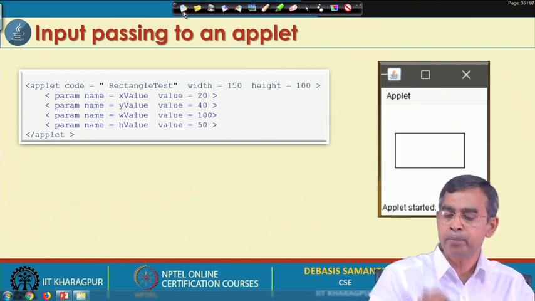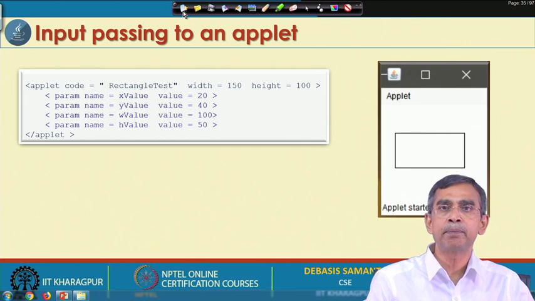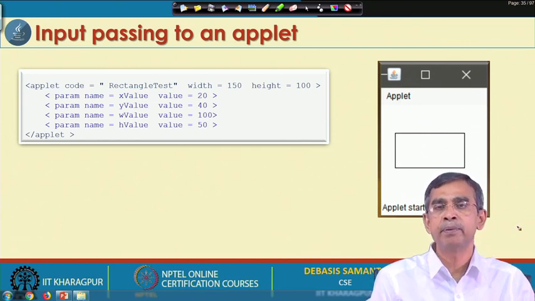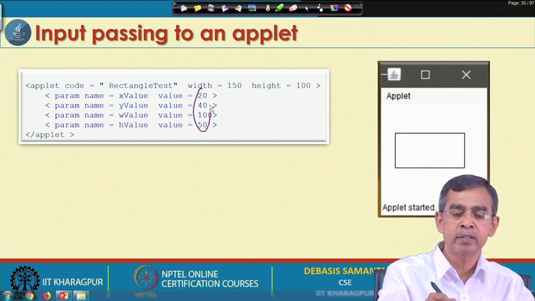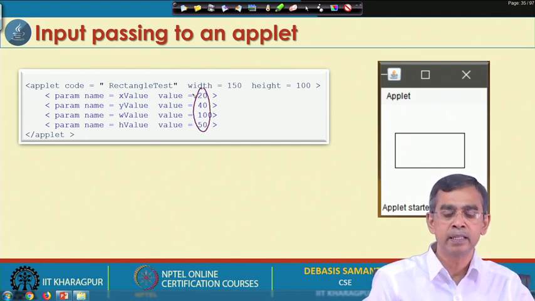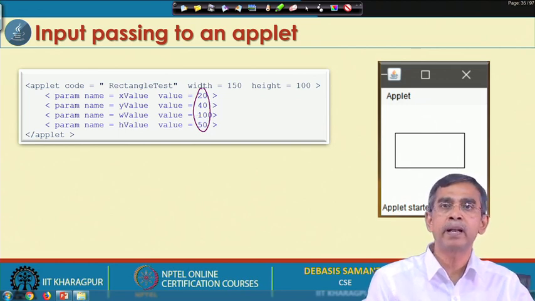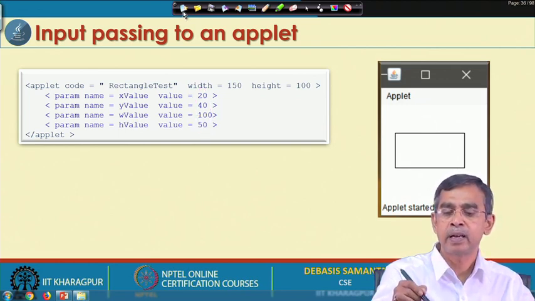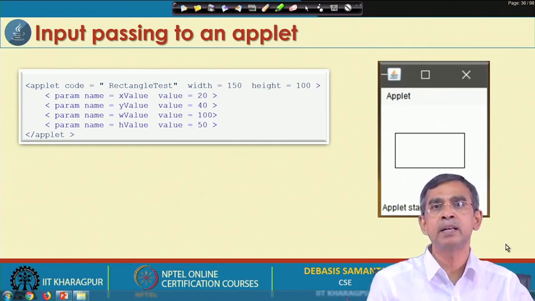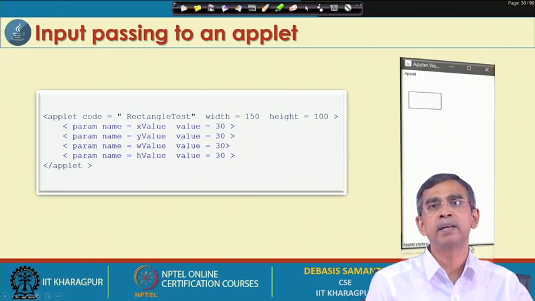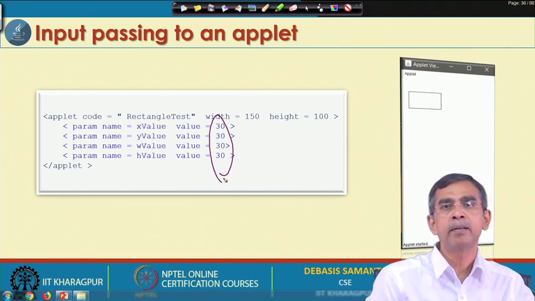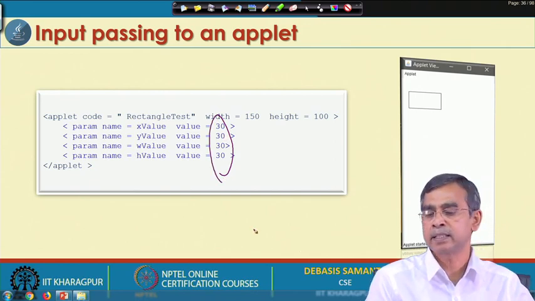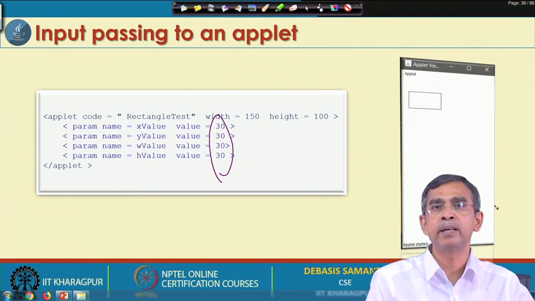Now, let us run the same program, but with different values. If you want to change the values, definitely you have to modify the HTML file. In the HTML file here, 20, 40, 100, 50 is written. If you give different values, a different rectangle will be drawn accordingly. Now, let us see the new HTML file with the new set of values. Here again I have rewritten the HTML file with different values, 30, 30 in this case, and then the corresponding applet will look like this.